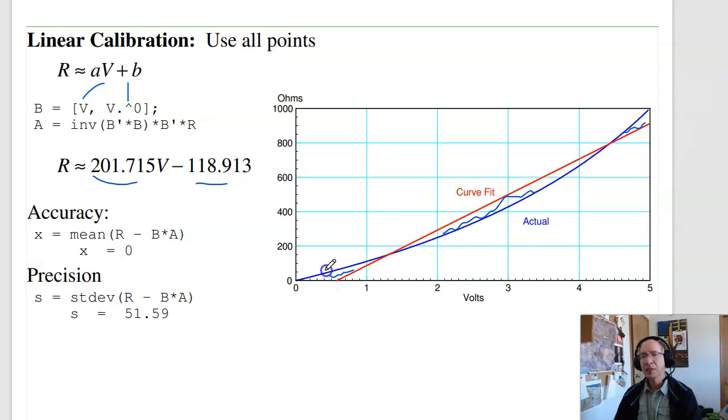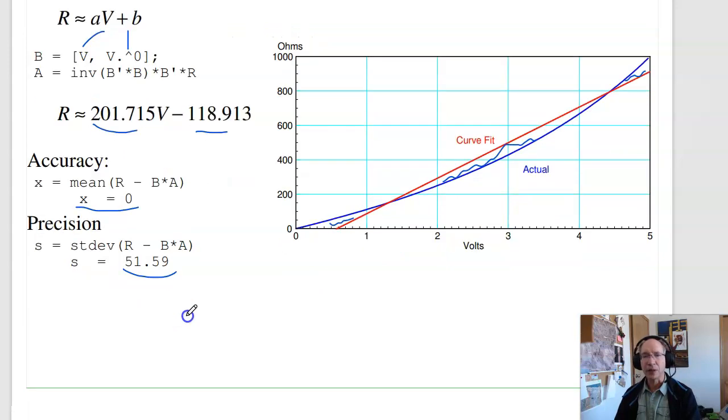And sometimes this doesn't make sense. For example, this says I have got negative resistance when V is low. That's why sometimes you want to use zero-based calibration. But if I don't care about that, that's the best I can do. The accuracy, this is dead on. On average, the error is 0. The precision isn't 0. There's a difference between the two. So this is a sensor which is accurate but not precise.